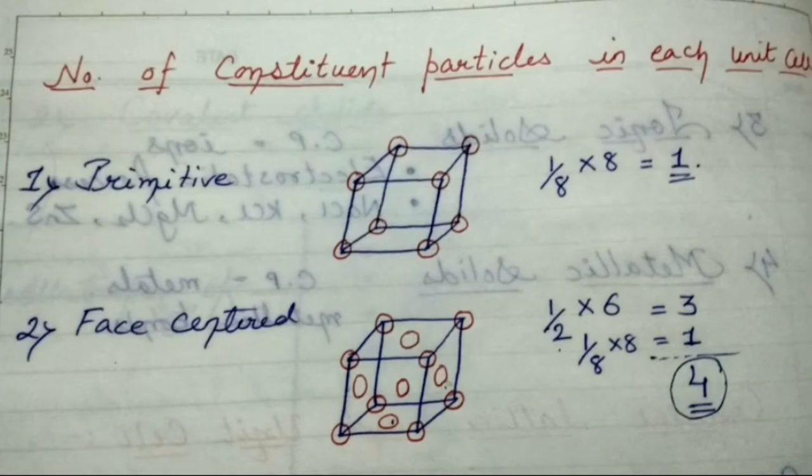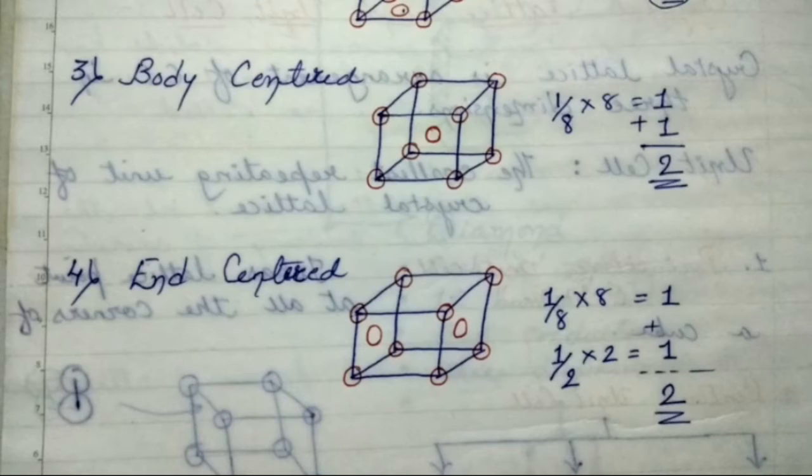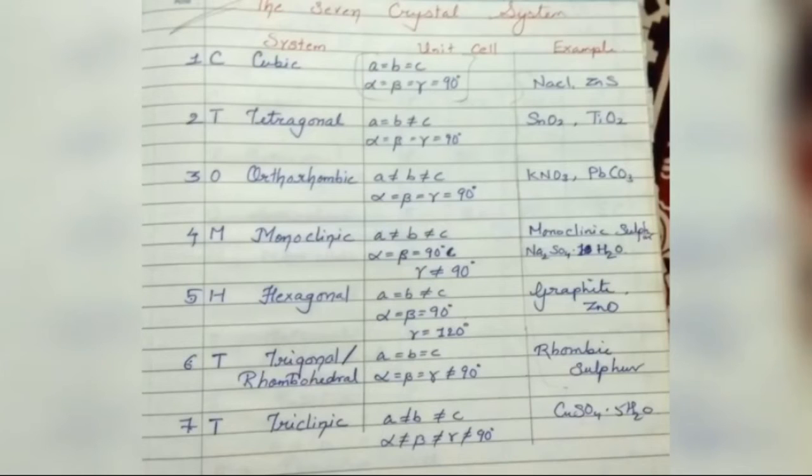Next, the number of constituent particles. Primitive has one constituent particle. The reason is that the 8 corners each contribute 1/8 part, so in total we get 1 constituent particle. Similarly, face-centered has 4. Body-centered has 2, because the 8 corners contribute 1, and in the center you have 1 constituent particle. End-centered has half on both sides, because only half participates, half is outside. So overall it has 2 constituent particles.